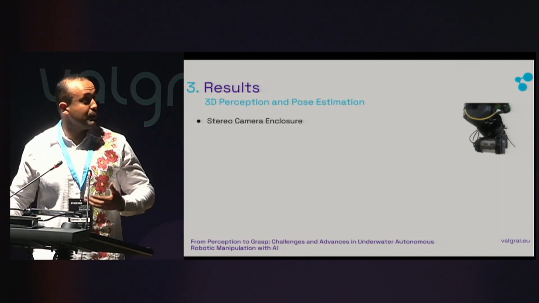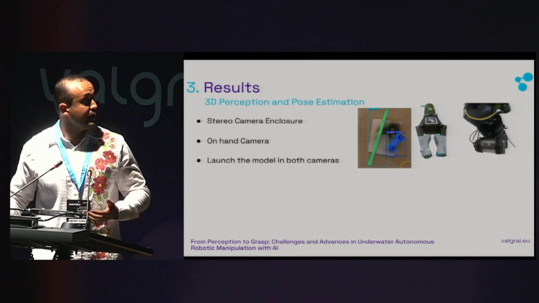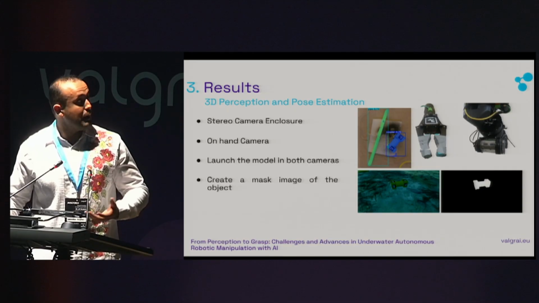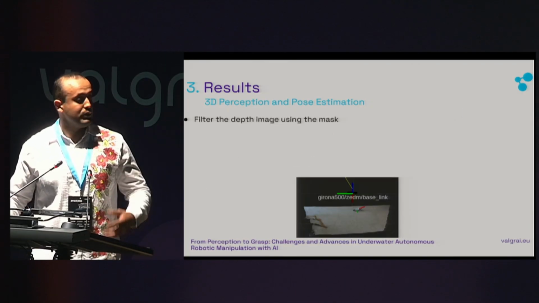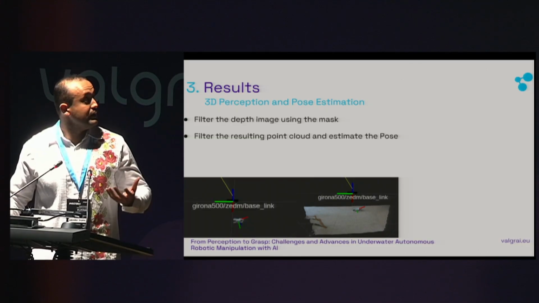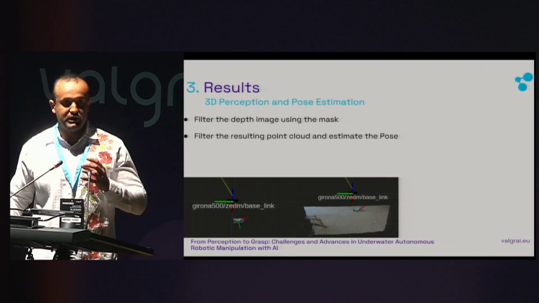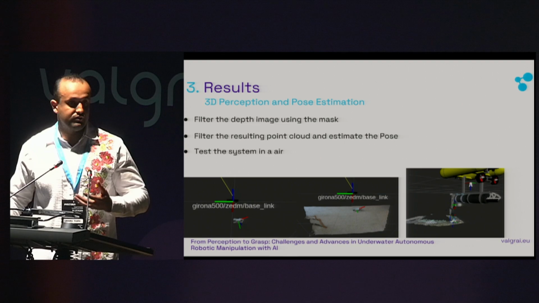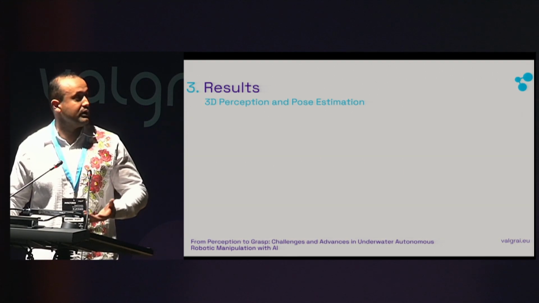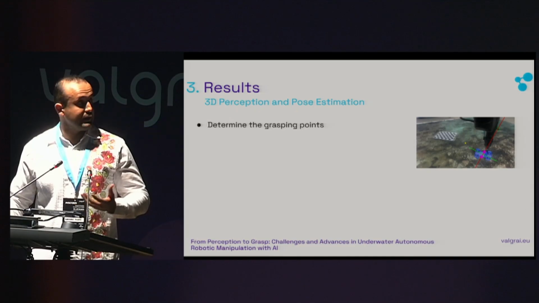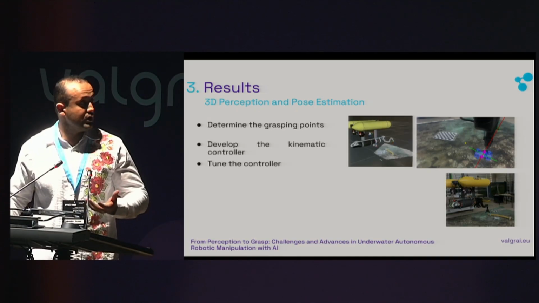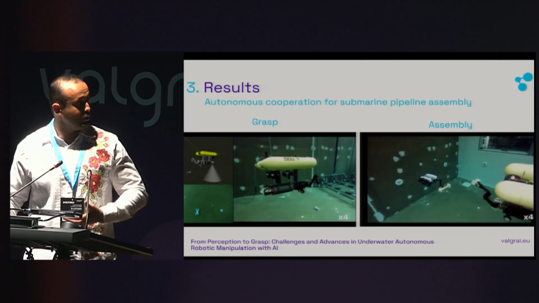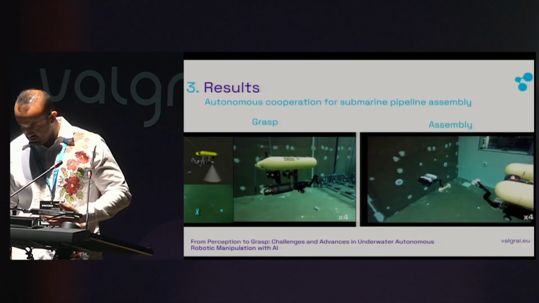So we use a multi-camera system with a stereo camera and an on-hand camera. Then we launch the model in the 2 cameras. We create a mask image of the object. And then with this, we are able to filter the depth image. And with this filtered point cloud, we can estimate the pose. And if that is correct, we can test it in air and in water. With this, we can determine the grasping points, develop the kinematic controller, then we tune the controller, perform the grasp, and, well, here you can see some videos.